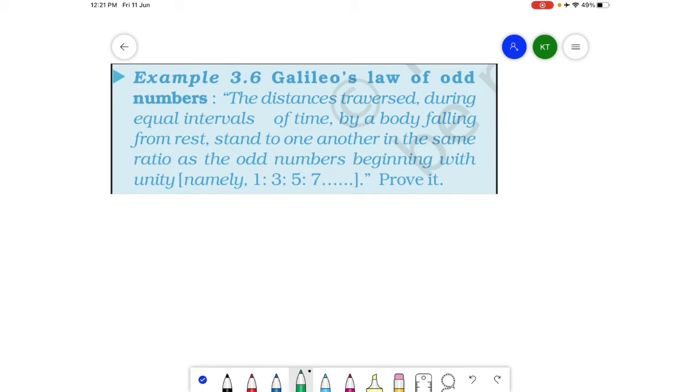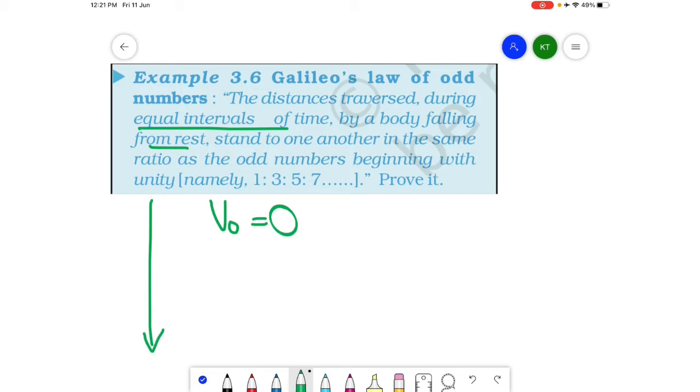Let's solve example 3.6. Galileo's law of odd numbers. The distances traversed during equal intervals of time by a body falling from rest stand to one another in the same ratio as the odd numbers beginning with unity. So you have to prove this. How do you prove this? We've got a body which is falling from rest, so we know the initial velocity is 0.